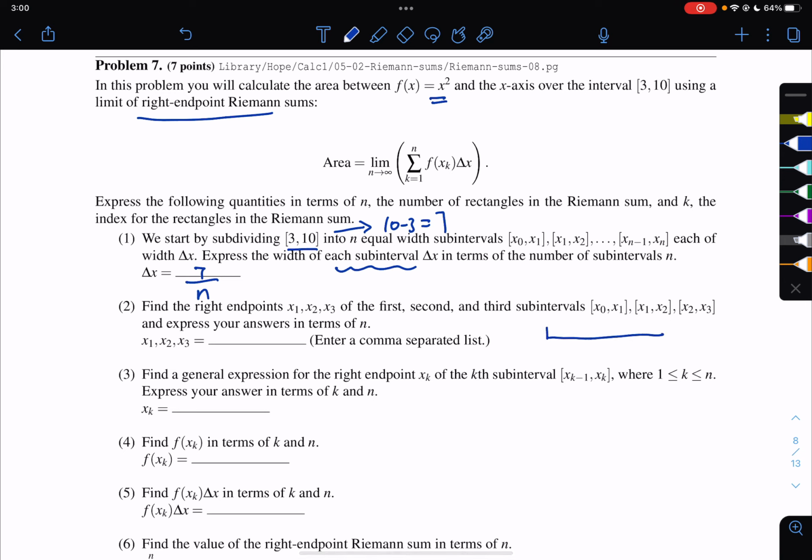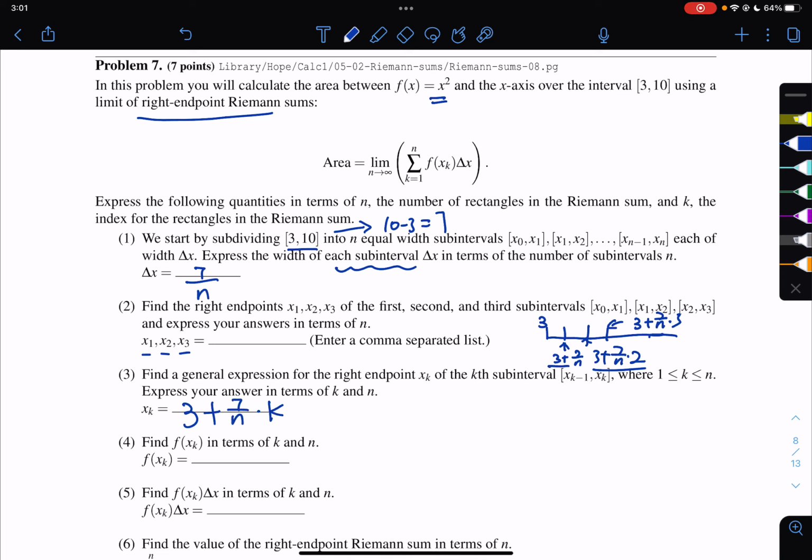I'm starting at 3, and each interval has a size of 7 over n, so the first right end is 3 plus 7 over n. The second interval's right end is 3 plus 7 over n twice, and clearly the third one is 3 plus 7 over n three times. So I have my three answers here for x1, x2, and x3. You can see the trend: multiplied by 1, by 2, by 3. So it should be 3 plus 7 over n multiplied by k, which is the right end of my kth interval.